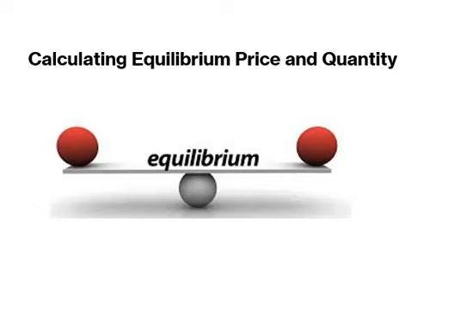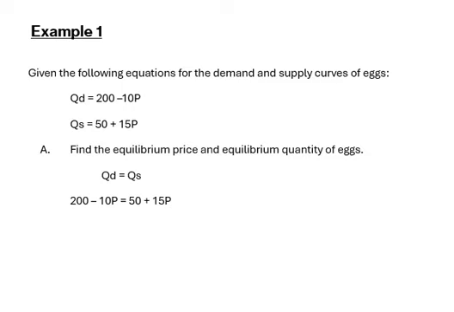Let us start with our first example in calculating equilibrium price and quantity. Given the following equations for the demand and supply curves of X, quantity demanded equals 200 minus 10p and quantity supplied equals 50 plus 15p, find the equilibrium price and equilibrium quantity of X.